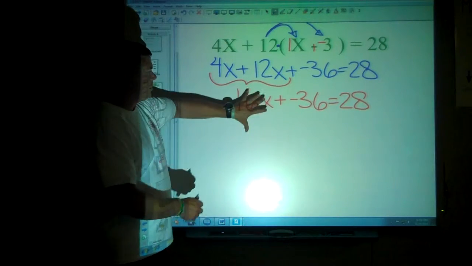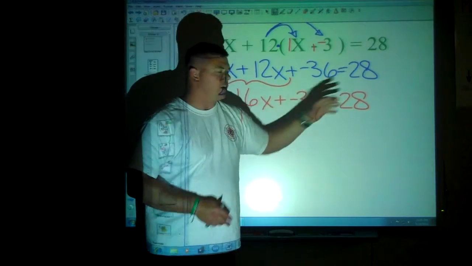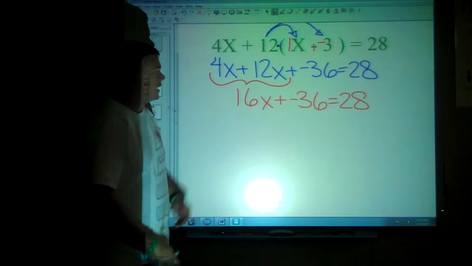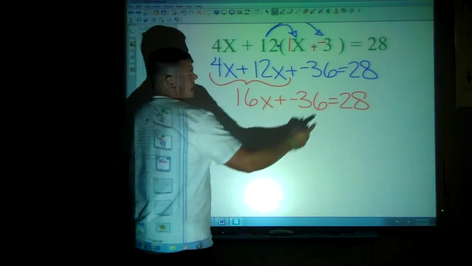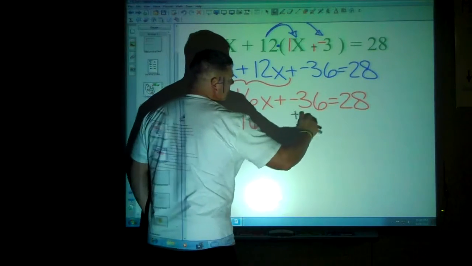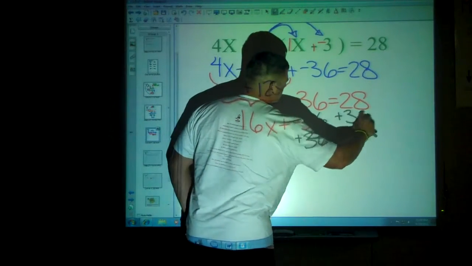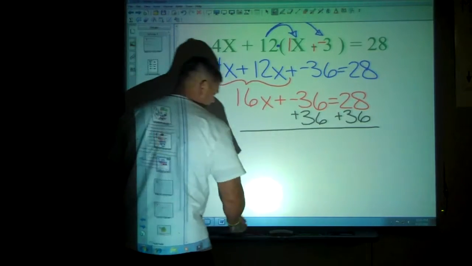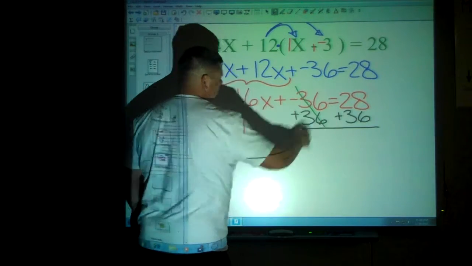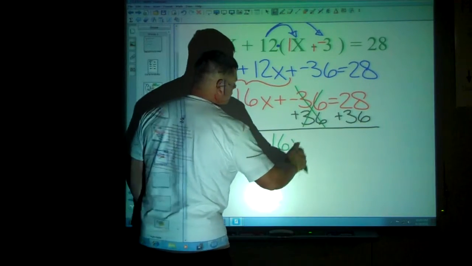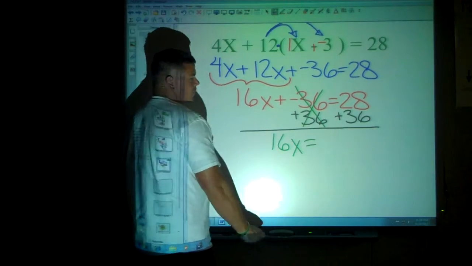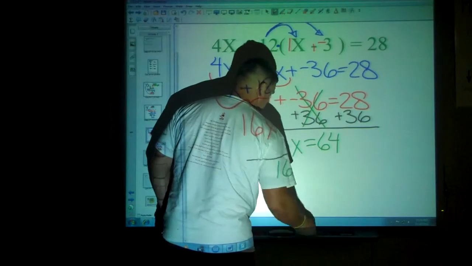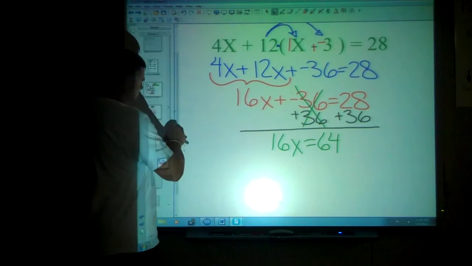Think about it like this: this is all the people with blonde hair, this is all the people with brown hair. You want to get everybody that's the same on one side. So here I have a negative 36, and I want to get it over there because it doesn't have x's, and neither does the 28. So I will add 36. And those cancel out, leaving me with 16x is equal to, now I need to add these, because they're both positive, 64.